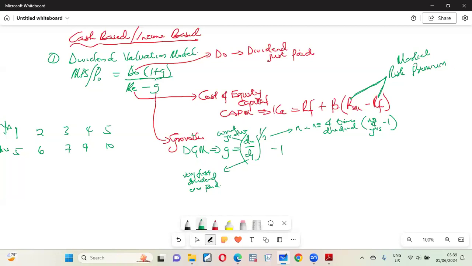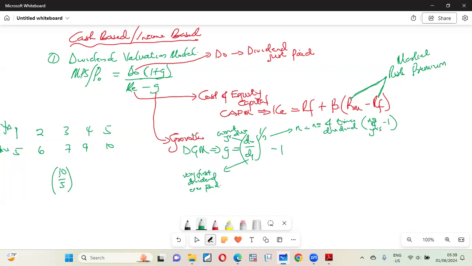Anyone? Okay, so D0 will be 10, and D1 will be 5. So that is that. So then we bring our brackets.